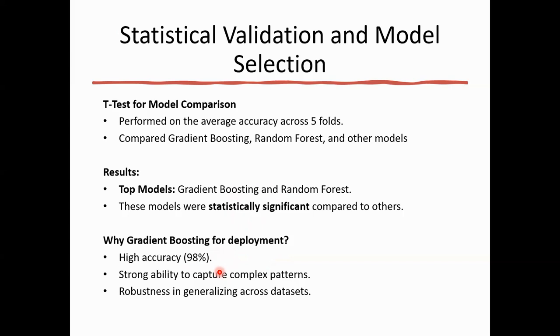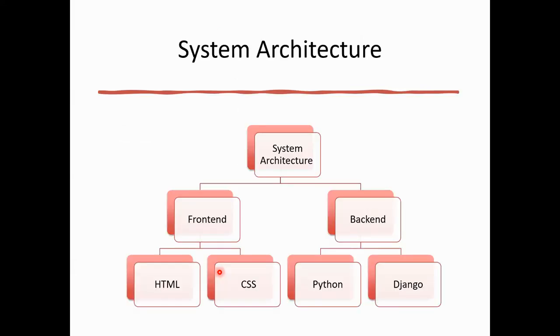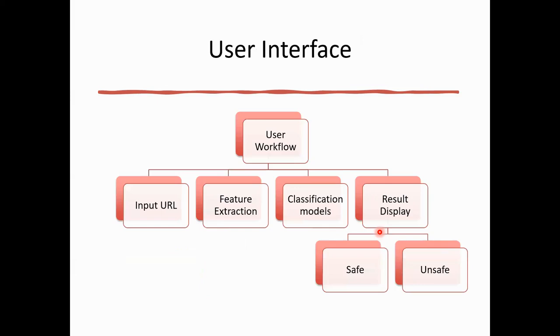Now that you understand our model, let me give you a brief overview of our system architecture, that is the front end and back end. It's a simple UI with basic HTML and CSS, and for the backend we used Python for the model evaluation and the Django framework to connect the UI and our backend. I'll give a simple user flow so you understand what is happening behind the scenes.